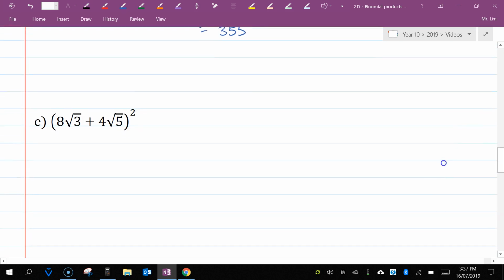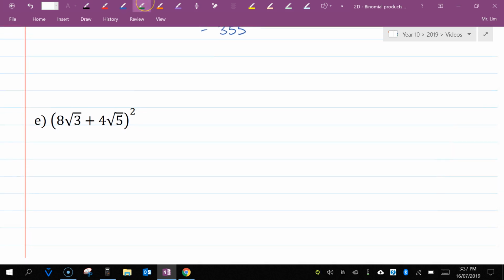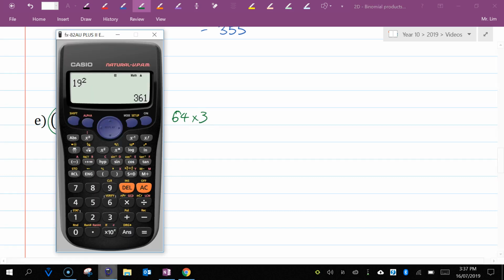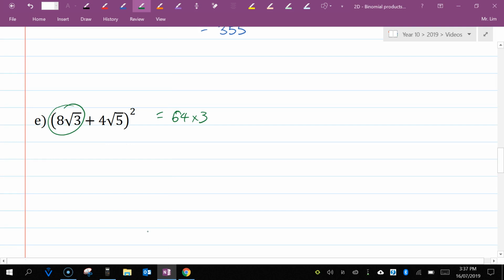Question E. We have 8 root 3 plus 4 root 5 all squared. This is a perfect square. So with the perfect square, square the first term. As 8 squared is 64 times 3 squared, which is 3. Let's just put that in our calculator. 192.